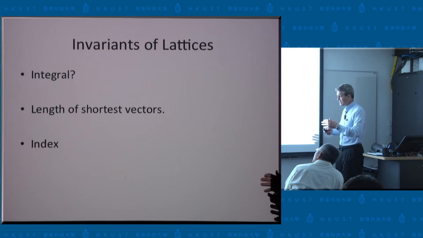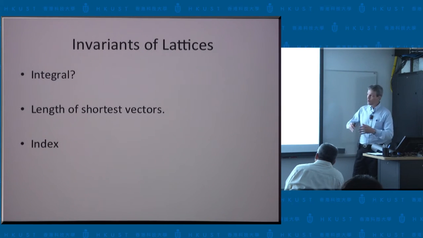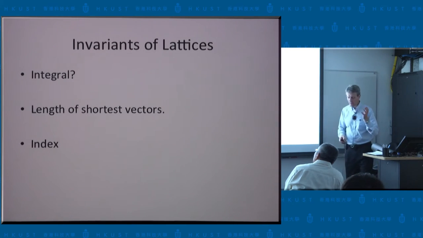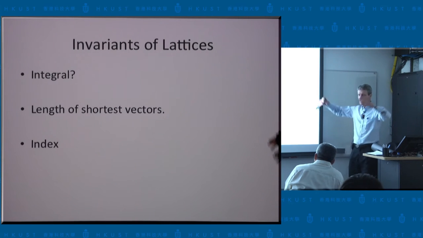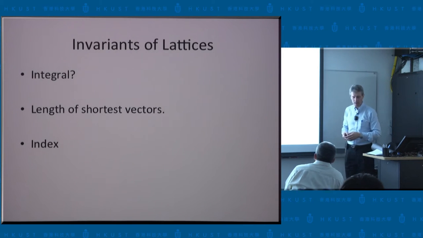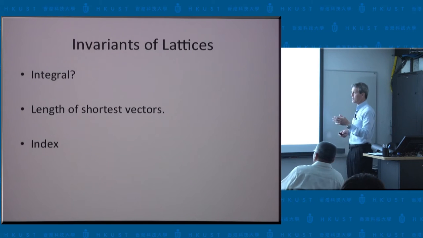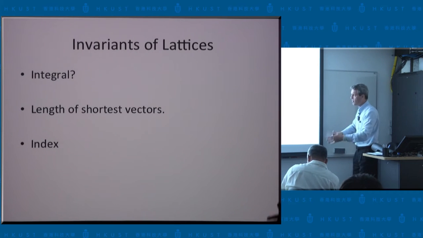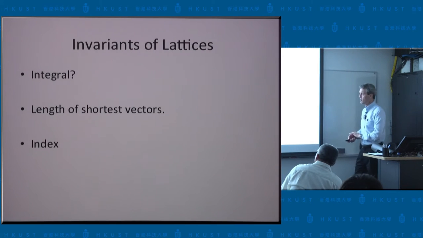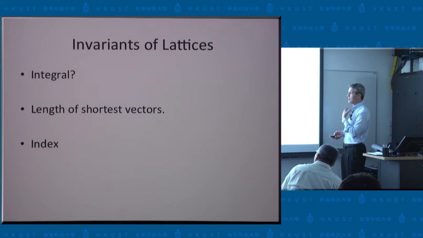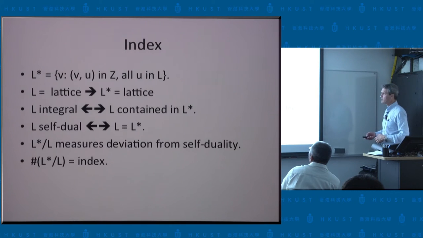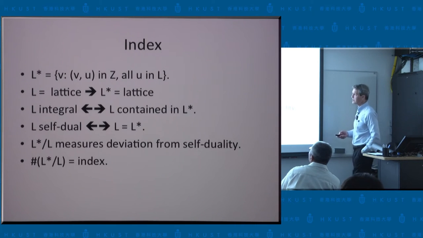And of course, you're more interested in a lattice if the length of the shortest vectors is long. But you don't want to do it in a stupid way. You could just take a lattice and dilate everything and make a very large minimal length, but then the fundamental domain would be very large. So you want to control the size of the fundamental domain at the same time that you make the shortest vectors long. So you look at what's called the index, which is a measure of the fundamental domain. So the index is like this.